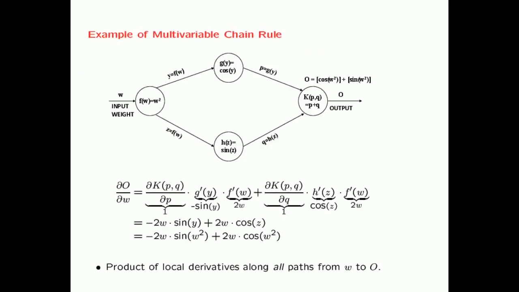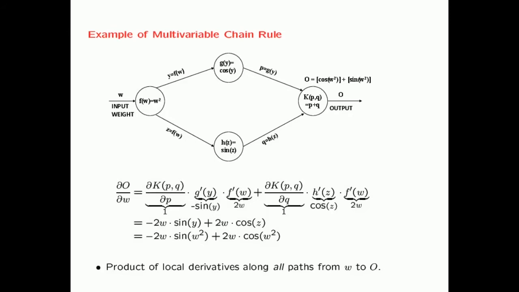Here I have a simple function, cosine w square plus sine w square. The input, as you can see, is w. The very first node computes fw equal to w square, and then it feeds this same input into two nodes, but I have denoted them by two different input variables to distinguish them: one is y and the other is z. The top one, with its input y equal to fw, which is w square, computes the cosine of y. And the lower one computes the function h, which is the sine of z, its input.